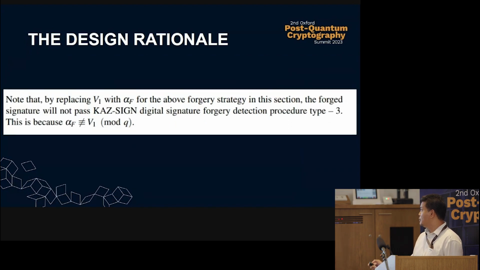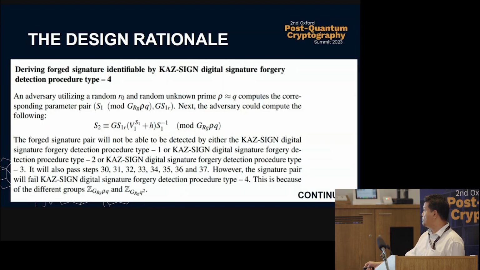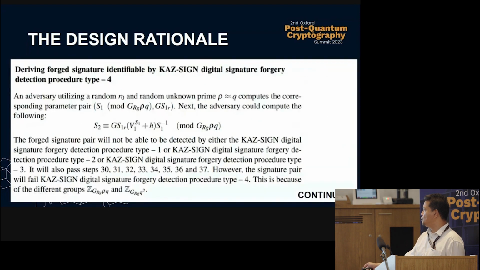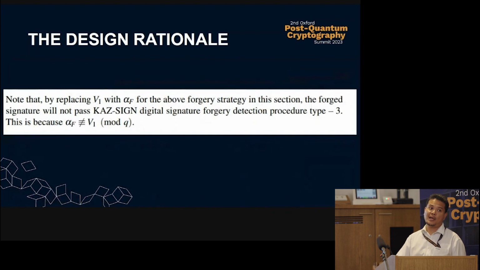And here we are using the public parameter V1. So what if we replace V1 with alpha F like in the previous procedures where we have the pair? The first signature, the forge, we use V1 and then we use alpha F. So in this case, if you use alpha F in the equation, it will not pass type 3, so you don't have to go until type 4.